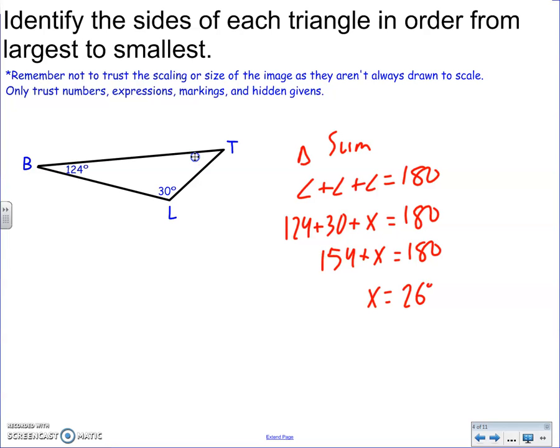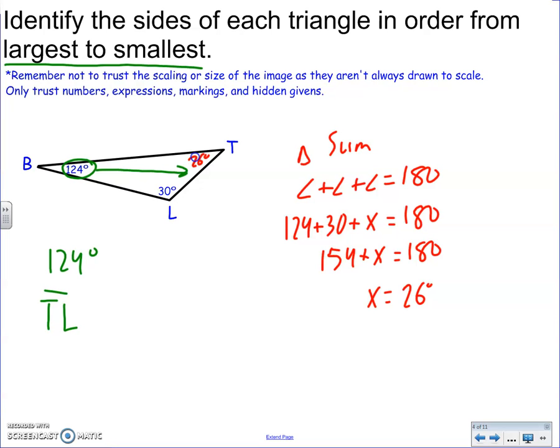All right, now we know all the angles. Now we put them in order from largest to smallest. The largest angle is 124. That goes to the side across from it, TL or LT, it doesn't matter. Even though it doesn't look like it, it's not drawn to scale.